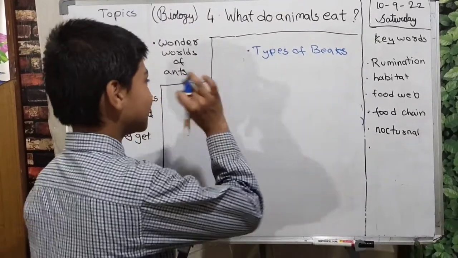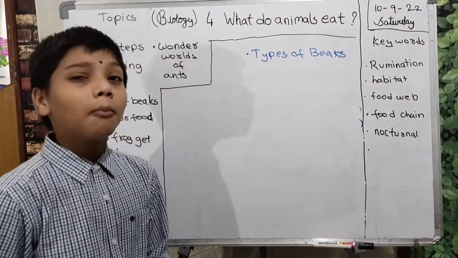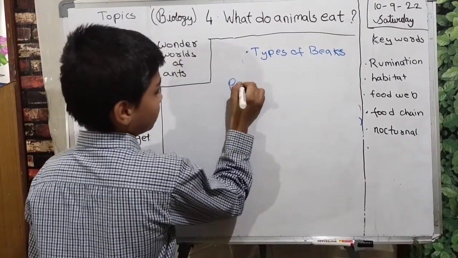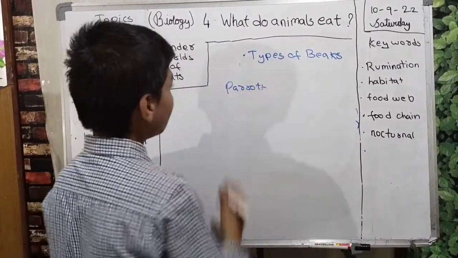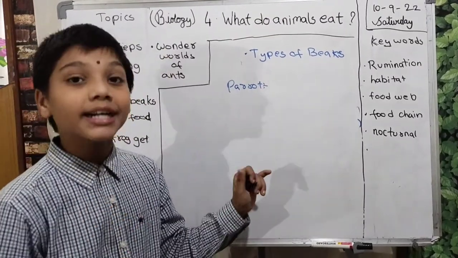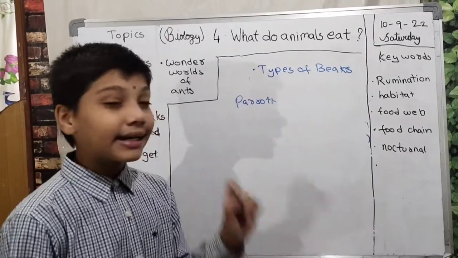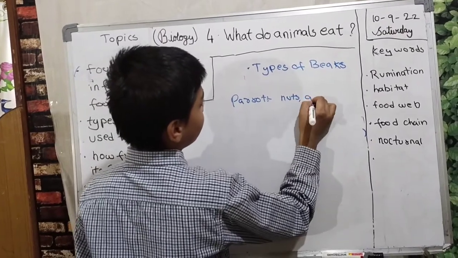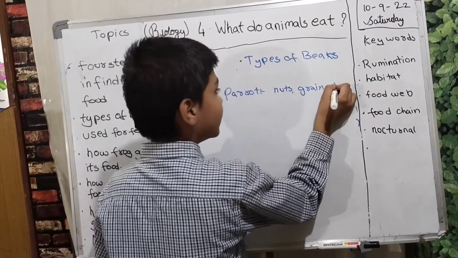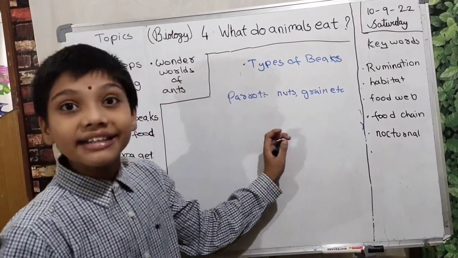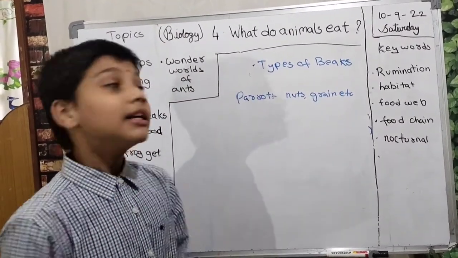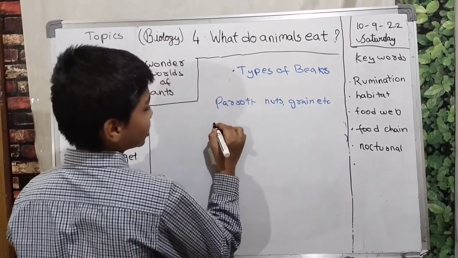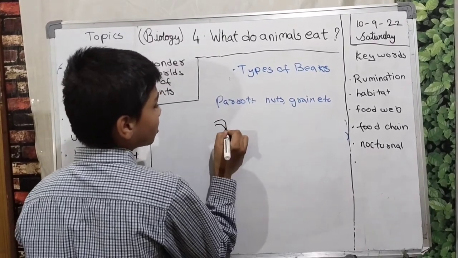Types of beaks. Birds have many types of beaks, for example the parrot. The types of beaks depend on the food habits of the birds. So what food habits does a parrot have? Eating nuts, grains, etc. For eating these, the parrot needs a strong and hooked beak. The parrot will have a strong and hooked beak.